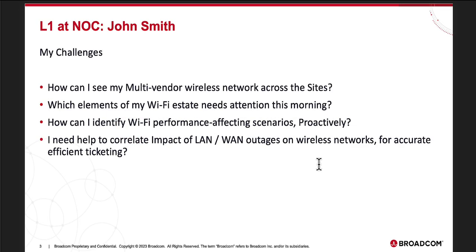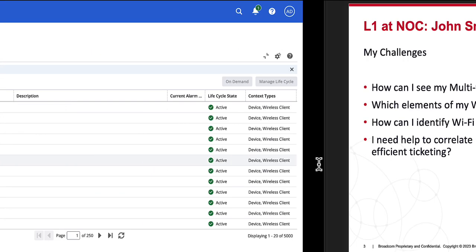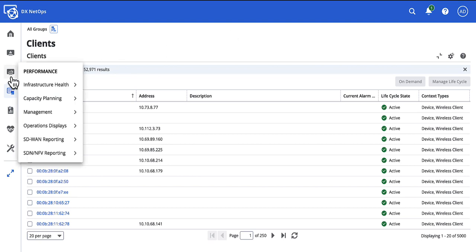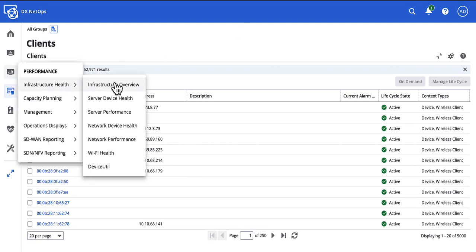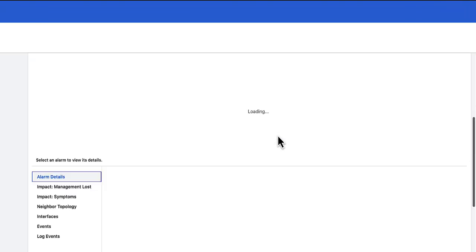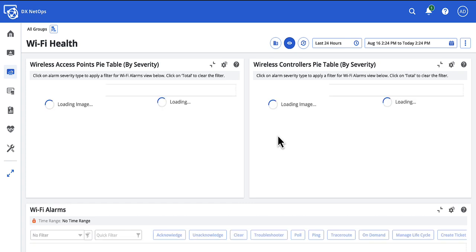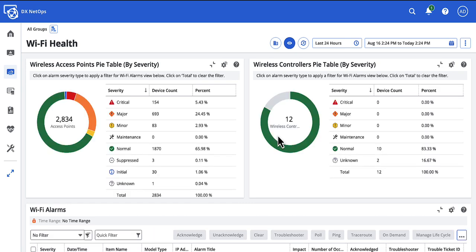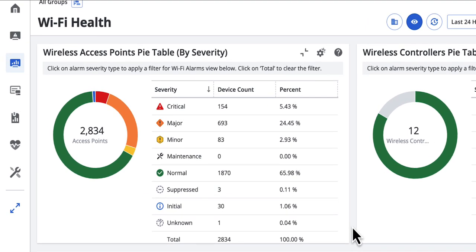So let's take a look at how we address these four key challenges from DX NetOps. First and foremost, to get a global view of this multi-vendor Wi-Fi, we have introduced an out-of-the-box dashboard which provides a single pane of glass view across every device, every vendor in the organization. So from this particular dashboard, John knows exactly where his attention needs to be.